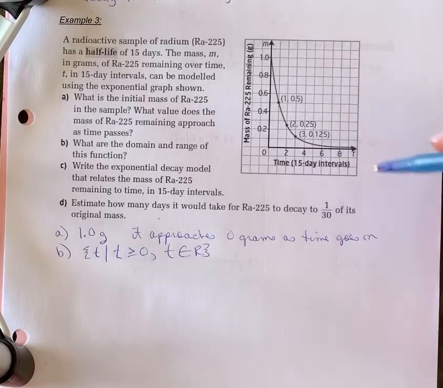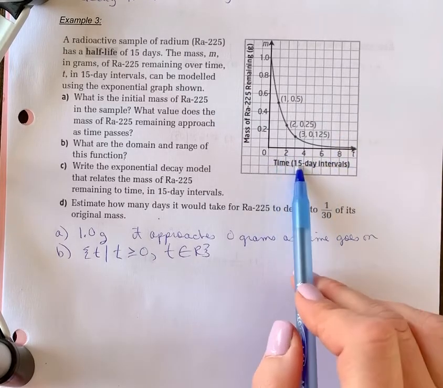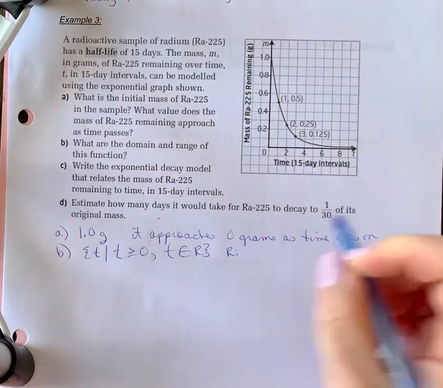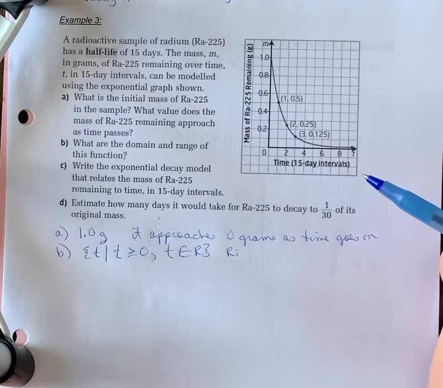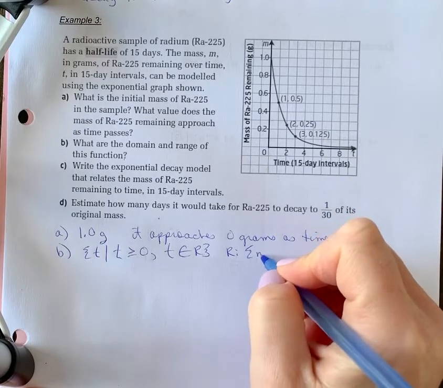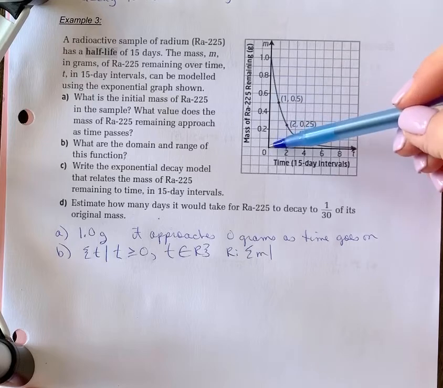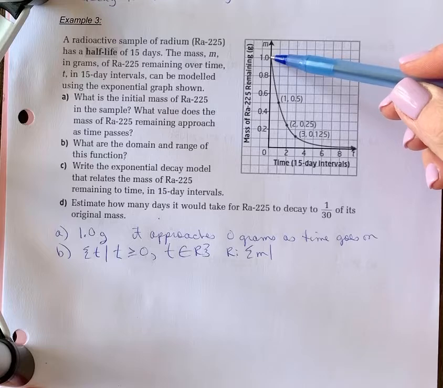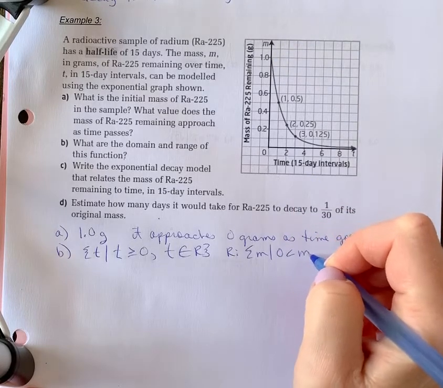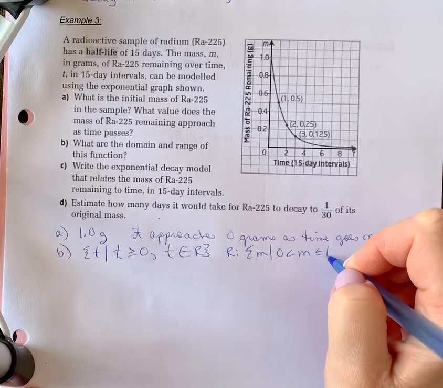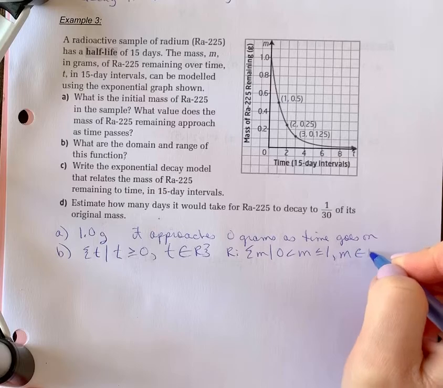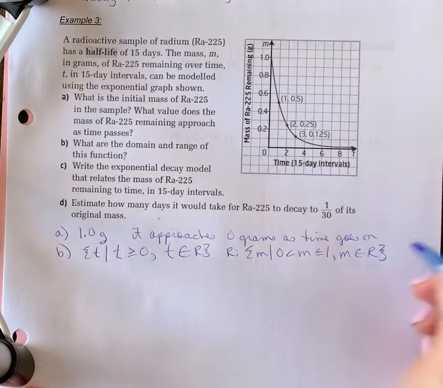So t is greater than or equal to 0, where t is still an element of real numbers. Okay, this curve is connected. We can have points in between these 15-day intervals. The range, the variable for range we're going to use is m rather than y. So we're saying m such that, and it's going from 0, which does not include 0 as that's an asymptote, up to 1, where it includes 1. So 0 is less than m, less than or equal to 1, where m is an element of real numbers. Again, all real numbers are included, fractions, decimals, etc.